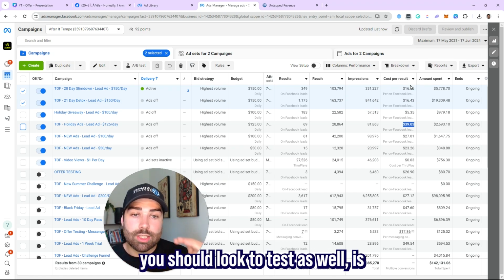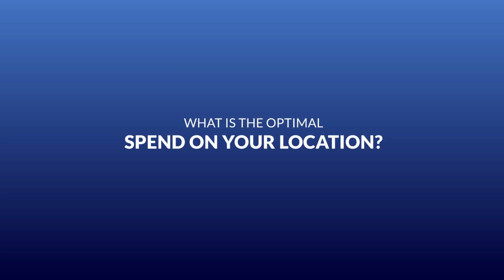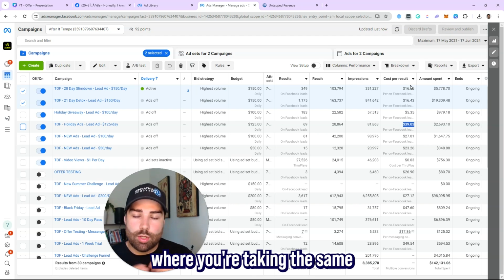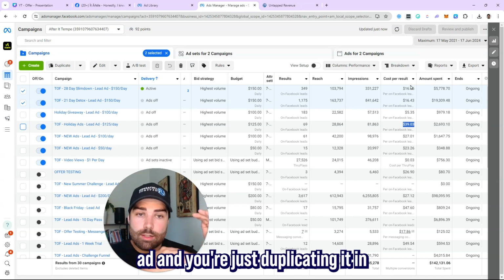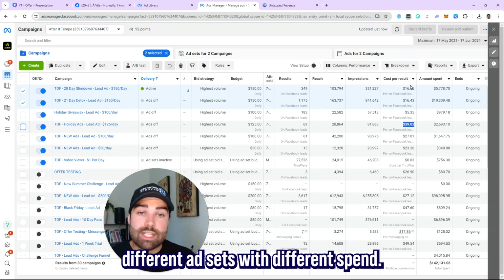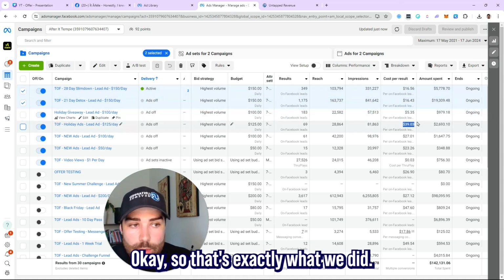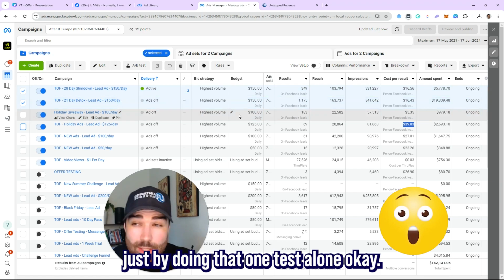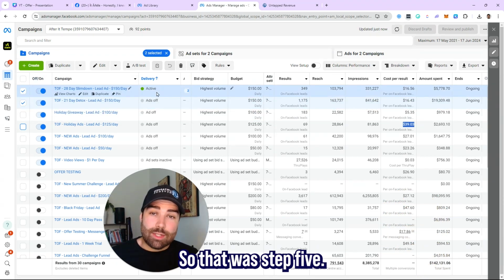And so this is something you should look to test as well, is what is the optimal spend at your location? And so the best way to figure that out is just to do these tests where you're taking the same ad and you're just duplicating it in different ad sets with different spend. Okay, so that's exactly what we did. And like I said here, we were able to drop lead cost by 50% just by doing that one test alone. Okay, so that was step 5.